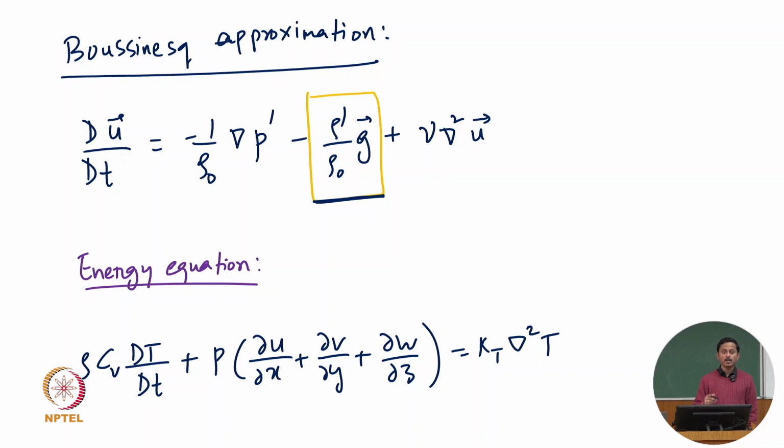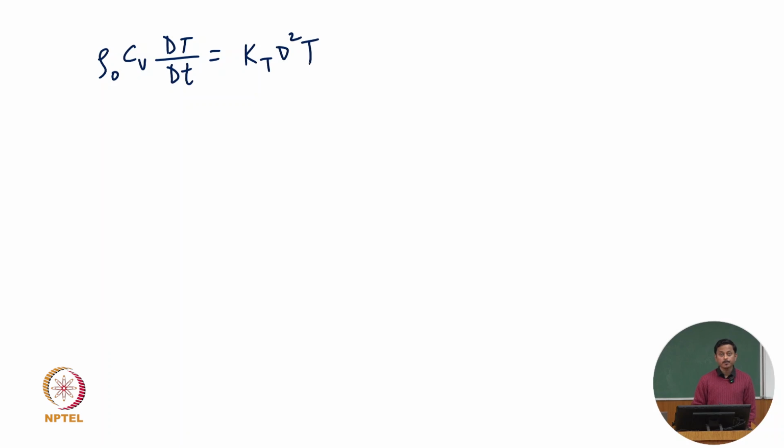But the Boussinesq approximation has given us a constraint that the divergence of the velocity field should be zero. So this means this term is zero. This is what we derived. We had derived that this is equivalent to del dot u, and by the Boussinesq approximation this is equal to zero. So hence the energy equation simplifies to rho naught Cv DT/Dt equal to kT del square T. This is the simplified form of the energy equation.